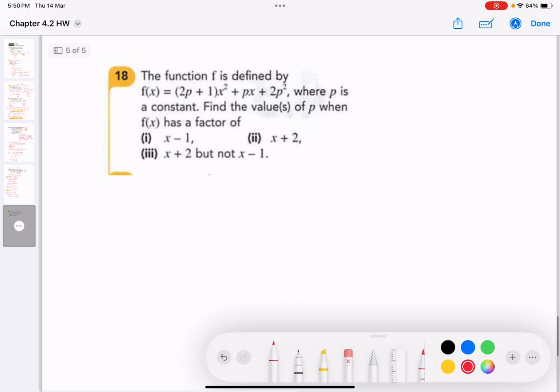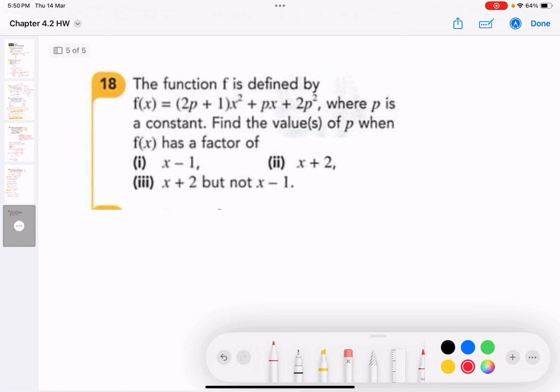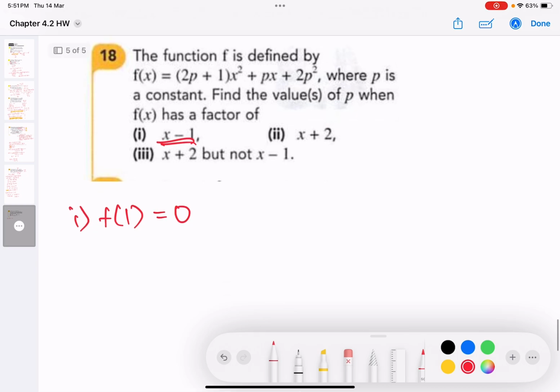If not, let us go to the last and final question. The last and final question is probably not too difficult. You should be able to do it. The function f is defined by f(x) equals so and so, where p is a constant. When we are told that it has a factor of x minus 1, for part 1 I just need to substitute 1 inside the function, and it's going to be equal to 0 because it is a factor. That's what the factor theorem tells us.